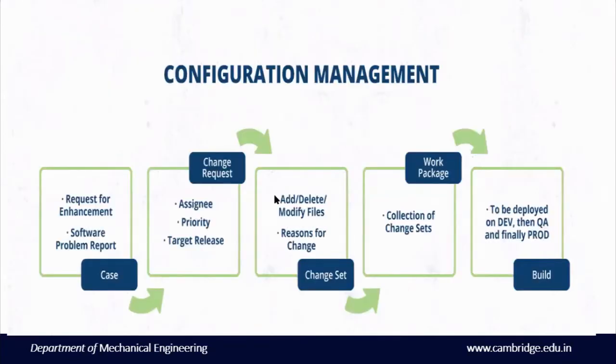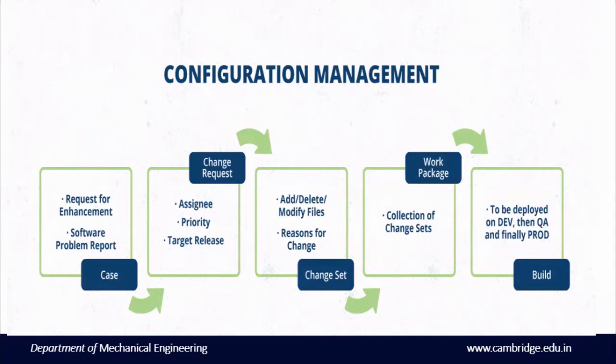See, here is a picture where you can see how the steps of this configuration management system can occur in terms of consistency, changes, innovation, and a different set of products. Here you can see there are five categories to look into: case, change request, change set, work package, and build.